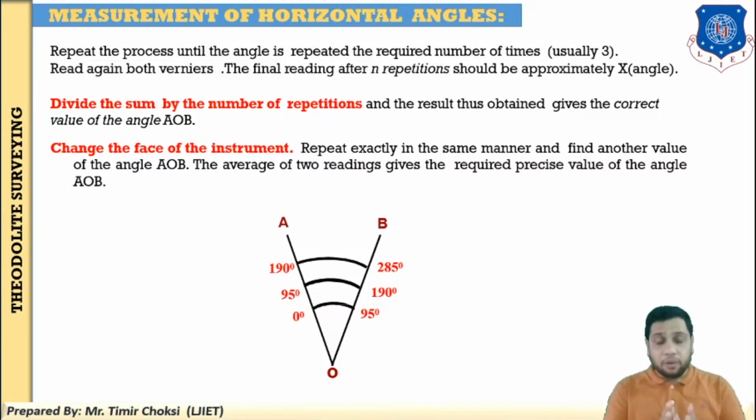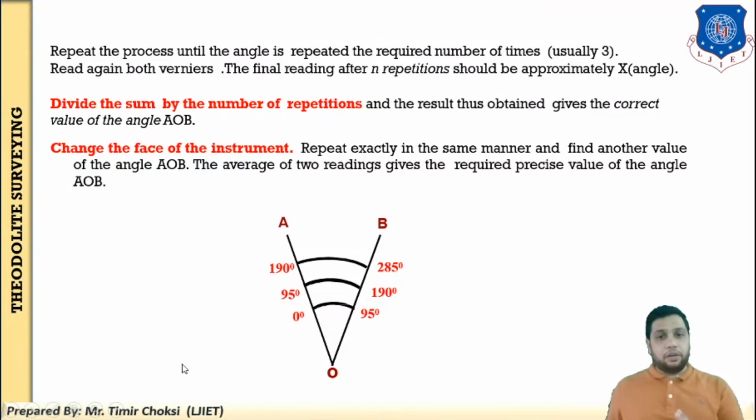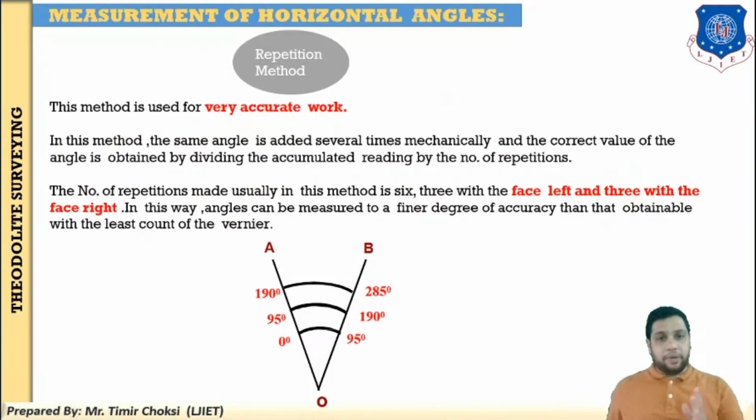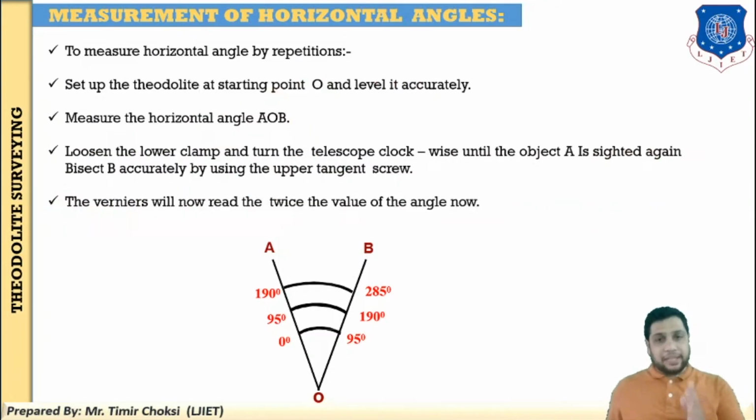Means angle AOB in this method is found a total of 6 times: 3 times face left condition, 3 times face right condition. So this is all about the repetition method. It is the accurate method. So in the field or in practice, this method is very much used nowadays. So carefully read all the procedure; from an exam point of view, these are the most important methods.